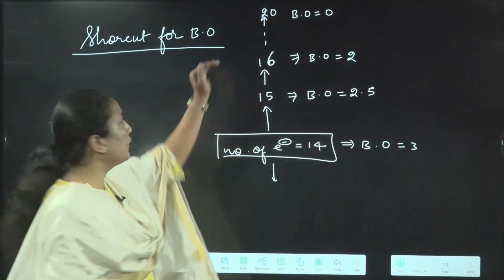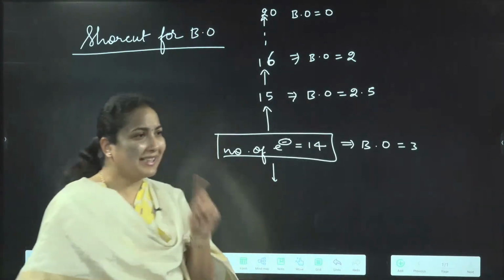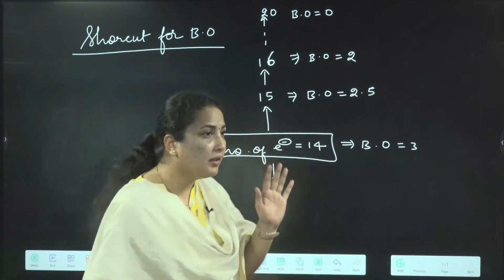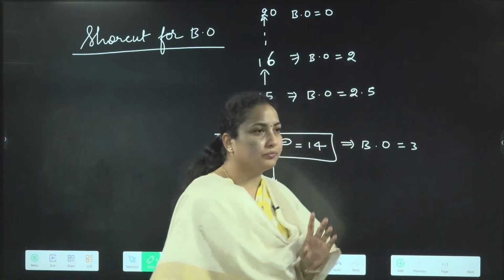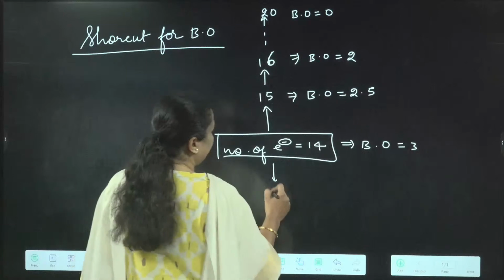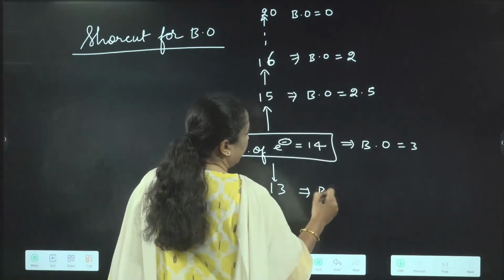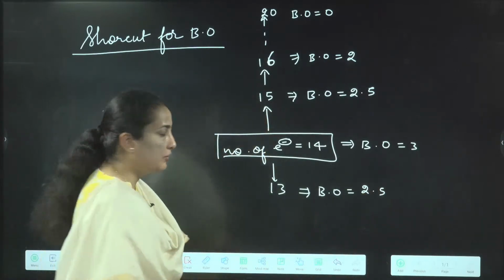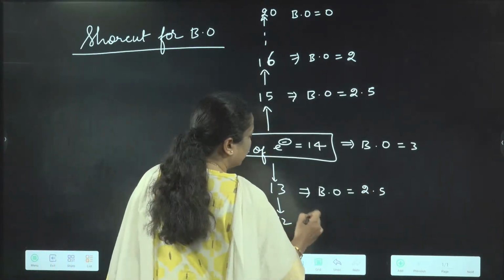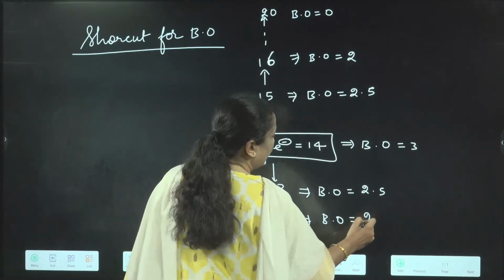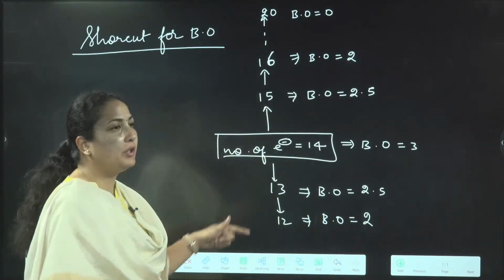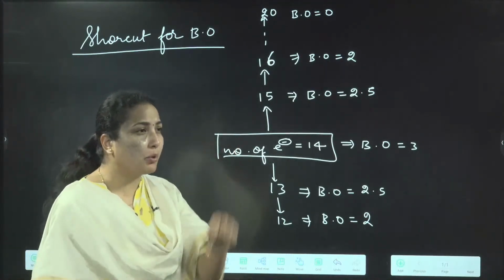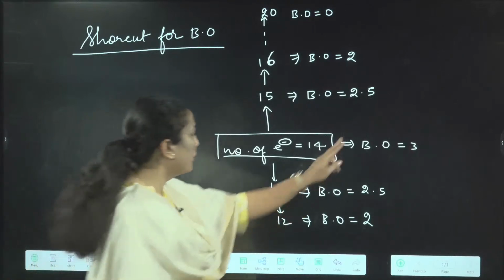Are you able to see the difference between 20 and 14? It is 6. Per electron you have to subtract 0.5. So 6 into 0.5 is 3. So 3 minus 3 becomes 0, right? Similarly, if I write 13, then the bond order is 2.5, right? 1 electron I have removed. Then again 12, so the bond order will be 2. Identify 14 and 12. How much is the difference? You removed 2 electrons, so you subtract 2 times 0.5. 2 into 0.5 is 1. So 3 minus 1 is 2.